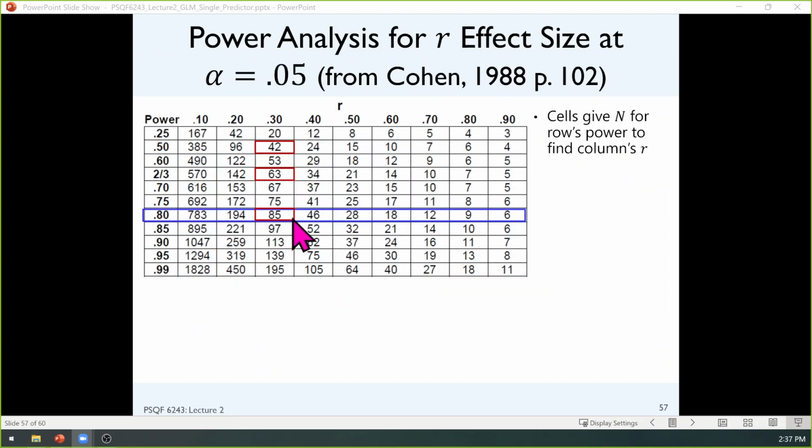Well, what if I don't have enough money to pay 85 subjects? Can I have maybe 60 instead? Well, you can, but now your power is two-thirds. So only 66% of the time will you declare a correlation of 0.3 to be significant if you have a sample size of 63. And what if I only have money for 42 people? Half and half.